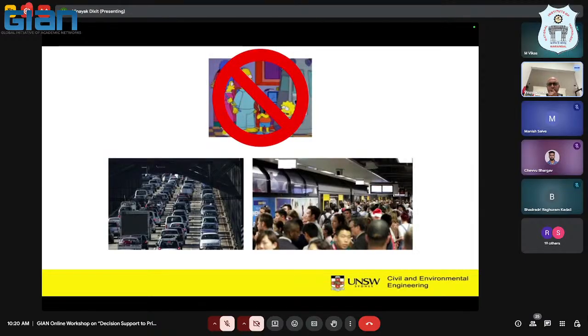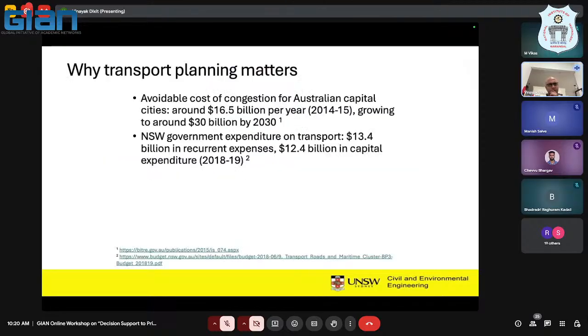So why transport planning matters, and we have discussed this at length, is we have a lot of avoidable congestion, and the expenditures by governments are in billions, and particularly in India at a national level, it is in hundreds of billions of dollars. So how do we efficiently disperse this money? That is always the question.